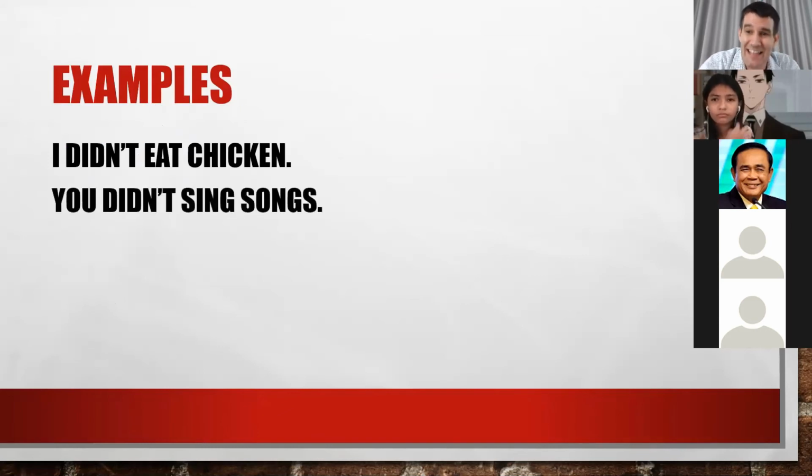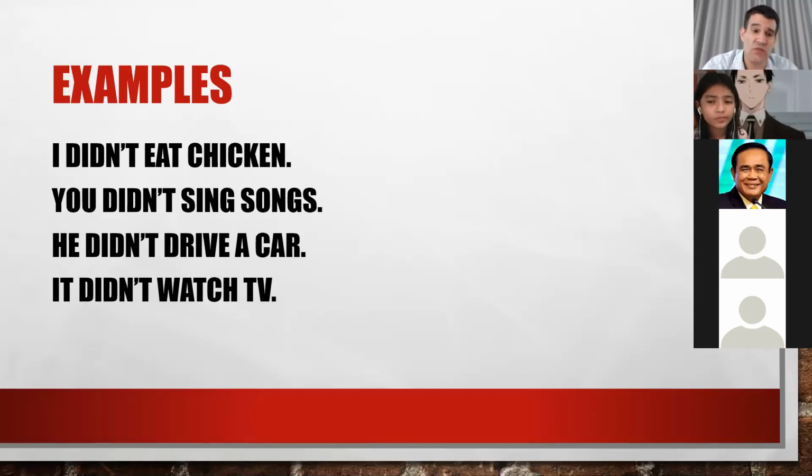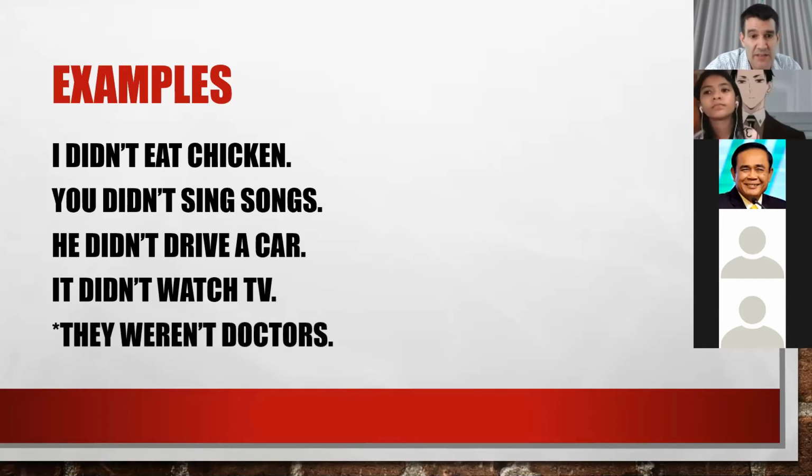You didn't sing songs. He didn't drive a car. It didn't watch TV. So for all the subjects, I, you, we, he, she, it, all is didn't. And the verb is just verb 1 with no s or es. And verb to be, they weren't doctors. So it is easier in some ways, but more difficult in other ways as well.